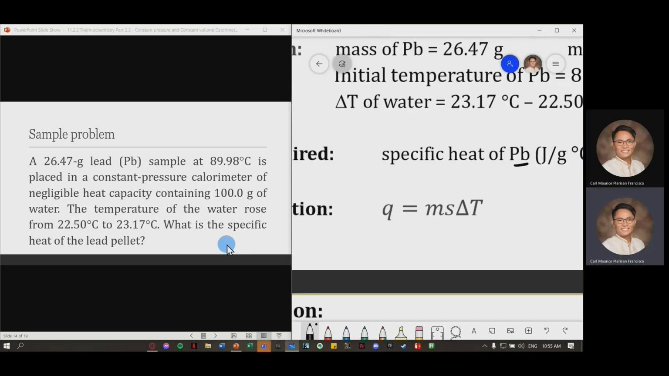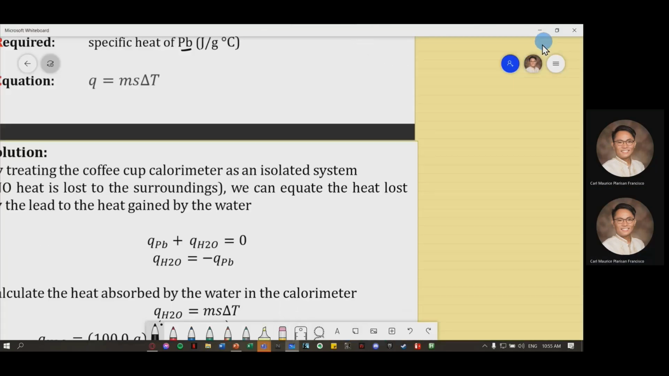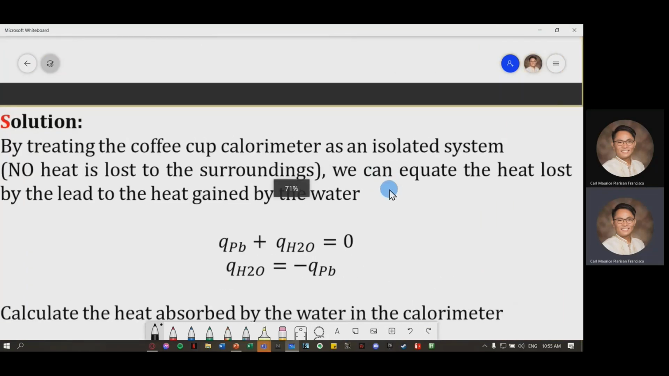And then, very clear and direct, specific heat. So that means you just need to recall the equation for a specific heat. That's Q is equal to MS change in T. Okay? So let's solve. All right, so let's look at the following relationship.